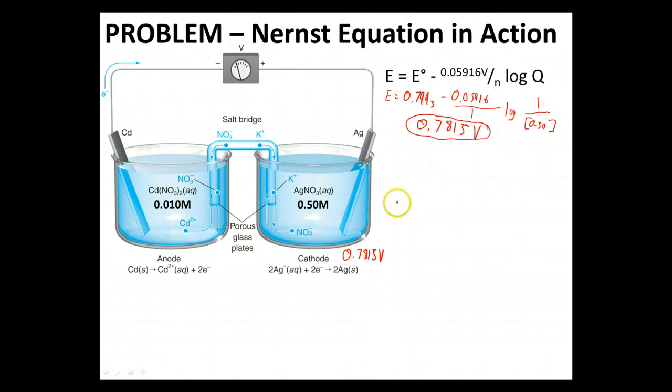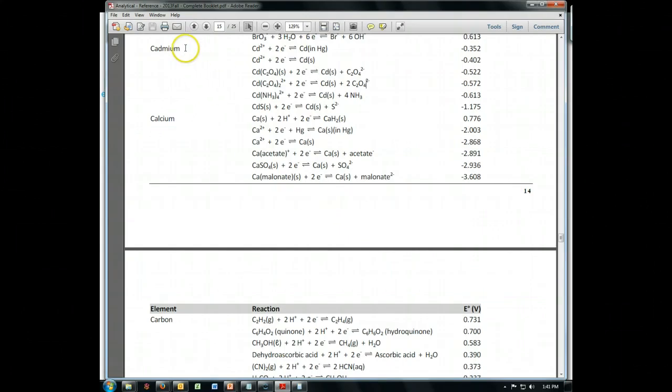Alright, let's do it. So we have E equals, I need to go get my E naught. We come to the cadmium section of our booklet. We see that we have a couple of different equations we can be looking at. We know that we had a 2 plus becoming neutral.